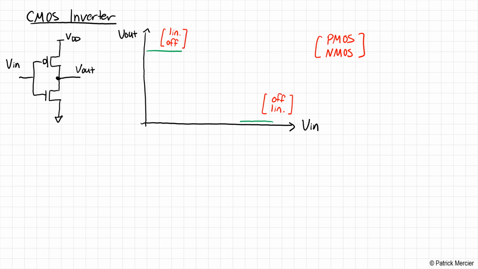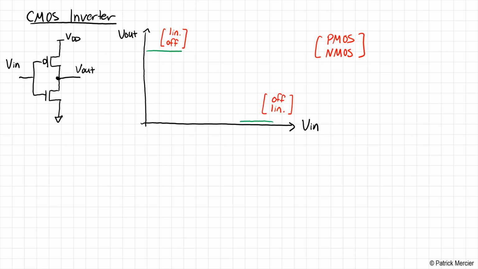So let's recap. When Vin is low, Vout is high. When Vin is high, Vout is low. Okay, so that's exactly the behavior that we would want from an inverter. We put in one voltage, we get the opposite voltage coming out. Keeping in mind that a logic 0 in this type of circuit is represented by a 0 voltage, and logic 1 is represented by a voltage near VDD.